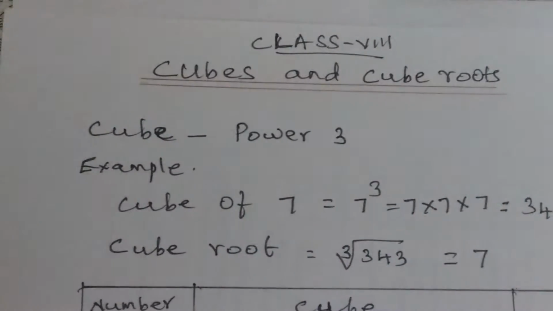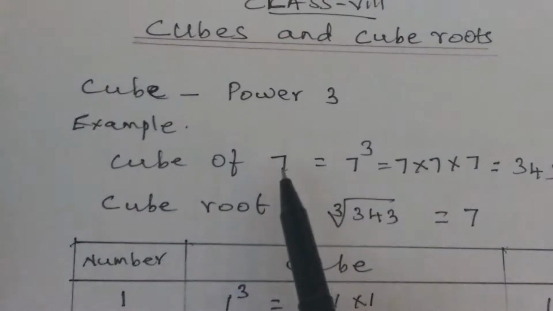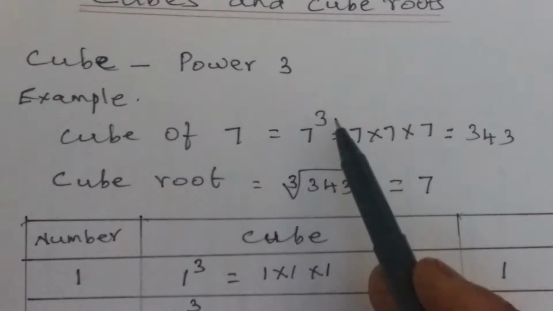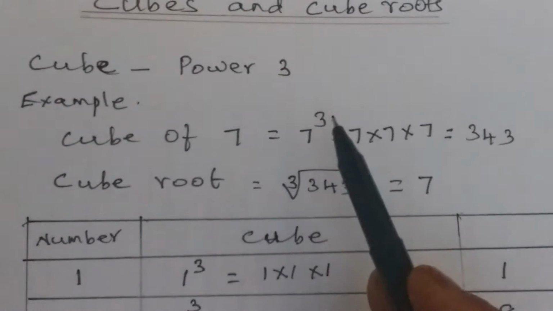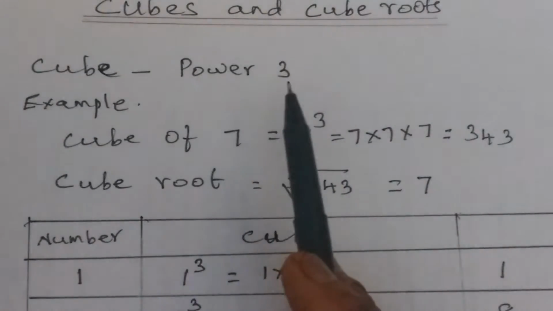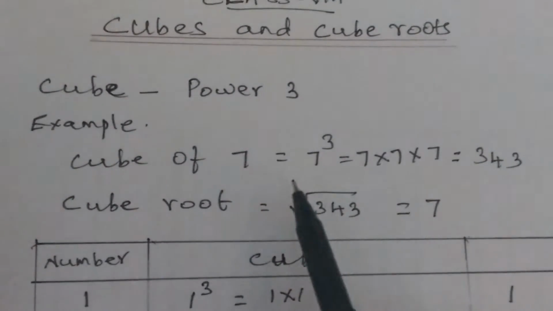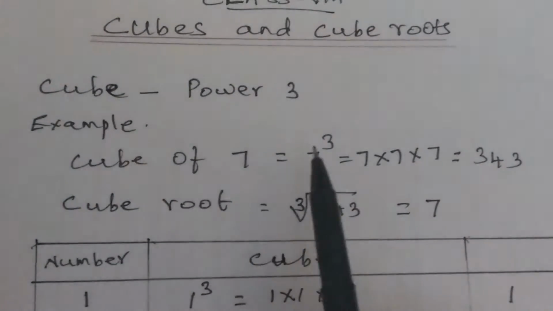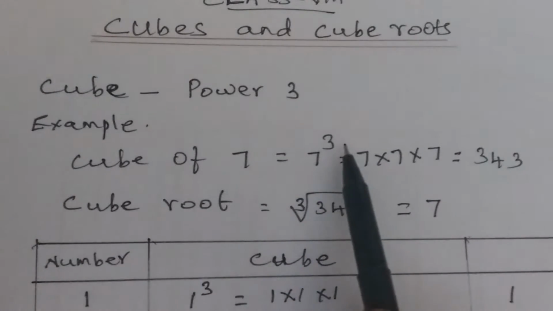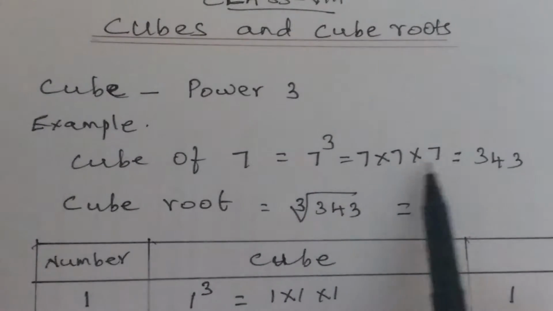Let us see an example. Cube of 7. What is the cube of 7? It is 7 to the power 3. That is called 7 cube. There is a special name for power 3 and power 2. Power 2 is called squared and power 3 is called cube. So what is the meaning of 7 cube? You multiply 7 three times: 7 into 7 into 7.